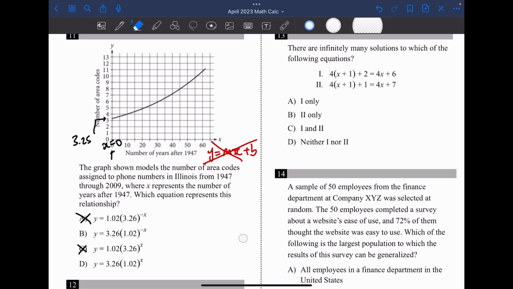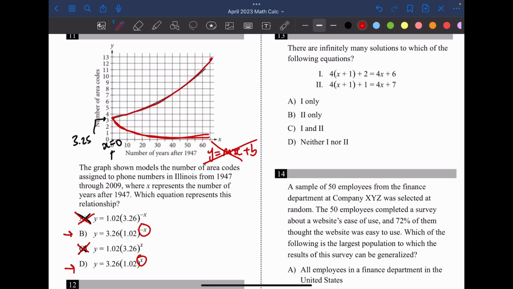Okay. After that, we have two choices left, because after looking at one point, the most important point on most graphs, we were able to cross out A and C. So now we are looking at B and D. Now, the only difference between B and D is the negative x and positive x. We know that if you have a negative x as an exponent, the graph is going to start going downwards. It's going to be a decreasing function. But since we have an increasing function, it has to be D because the x on top is positive. So D must be the answer.